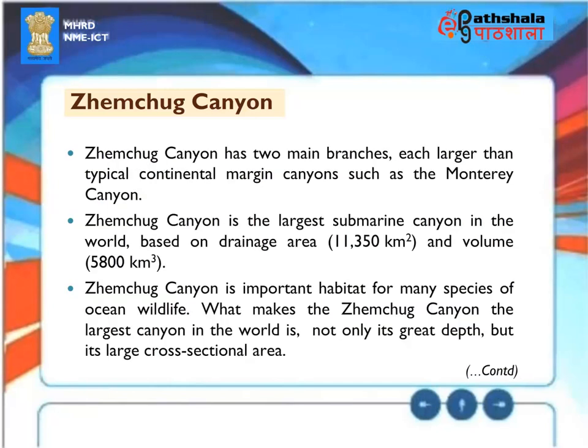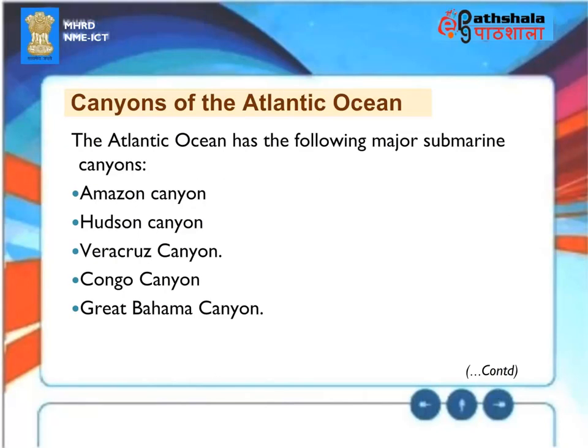Zemchug Canyon has two main branches, each larger than typical continental margin canyons, such as the Monterey Canyon. Zemchug Canyon is the largest submarine canyon in the world, based on drainage area, 11,350 kilometers squared, and volume, 5,800 kilometers cubed. Zemchug Canyon is an important habitat for many species of ocean wildlife. What makes the Zemchug Canyon the largest canyon in the world is not only its great depth, but its large cross-sectional area.